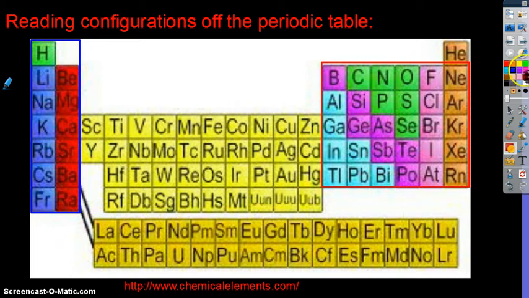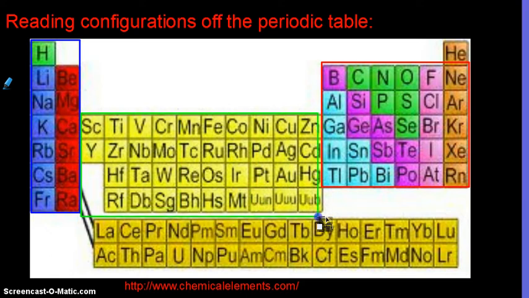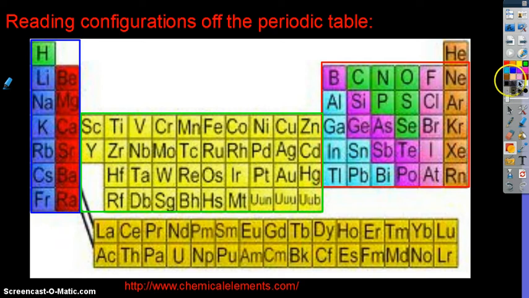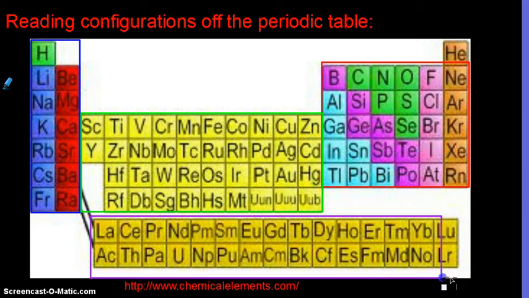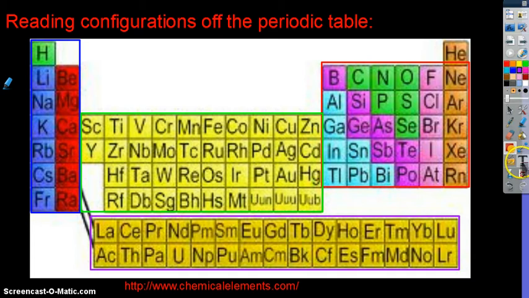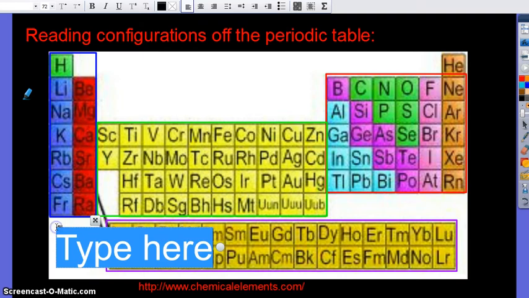Then we have the D block, which is the ones in the middle here. Sorry if that green's a little hard to see. And then finally, the very bottom is called the F block. So we'll type those in for you. So again, this one, that's going to be a really big font. Let's make that smaller.